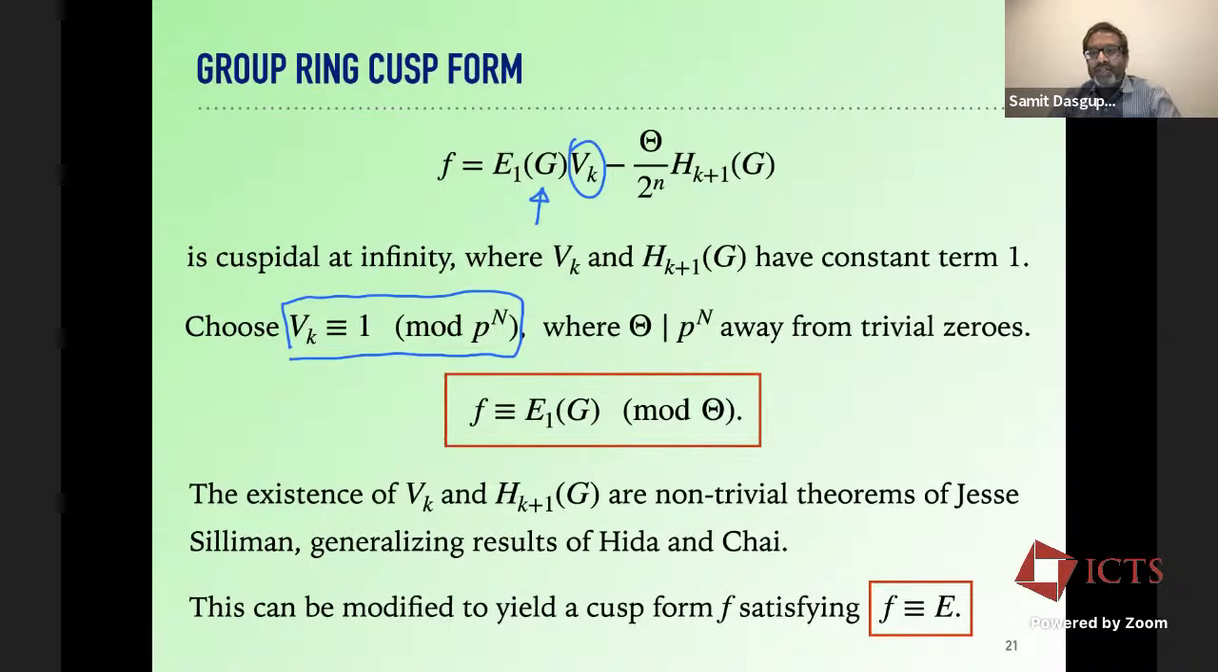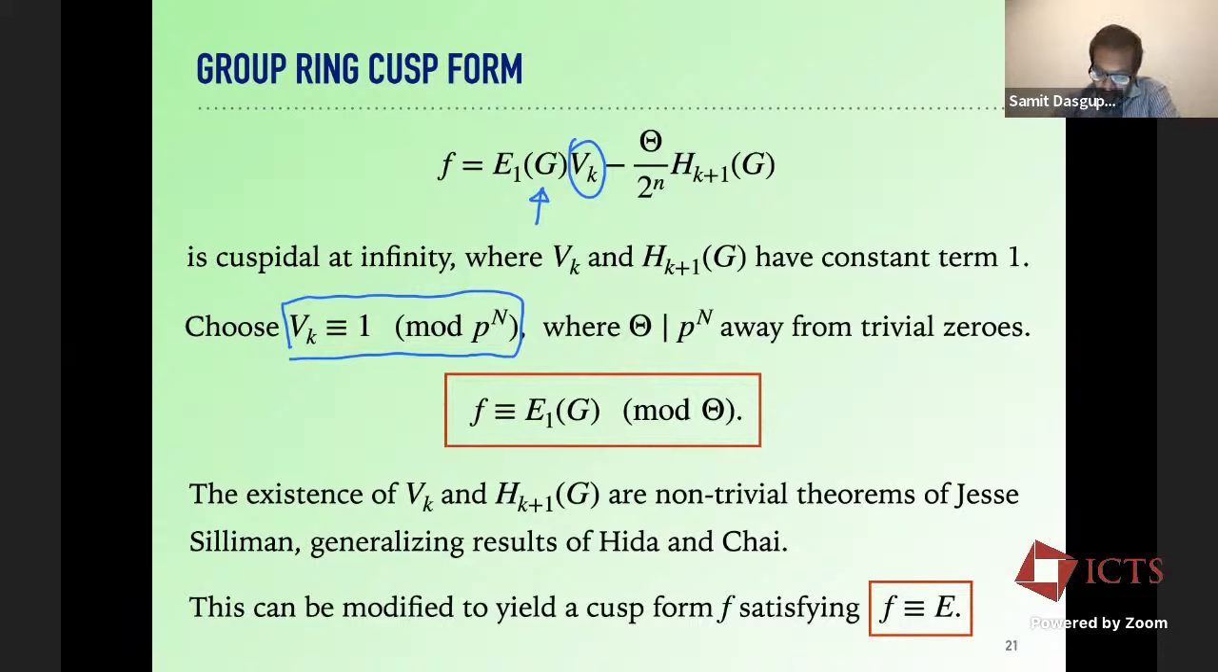And so what Silliman has done is generalize these theorems of Hida and Chai to the context of these group ring valued modular forms, a little bit more general. So he works with modular forms over an arbitrary commutative ring and describes the image of the constant term map and shows that you can construct modular forms with the properties that you need. So once you have all that, you have this linear combination such that A, it's a cusp form because you've canceled the constant terms at infinity at least, and B, there's a congruence.